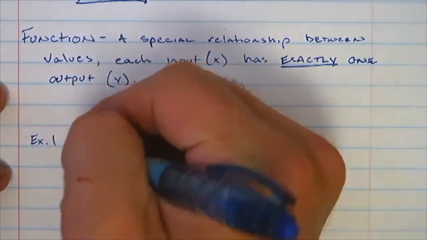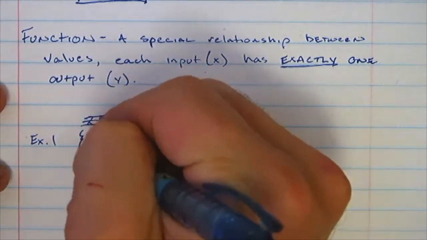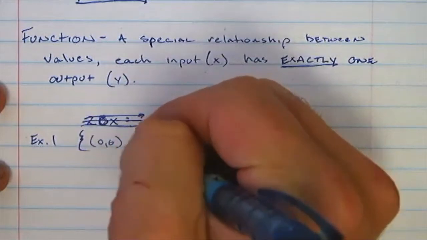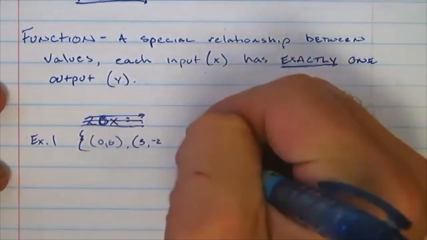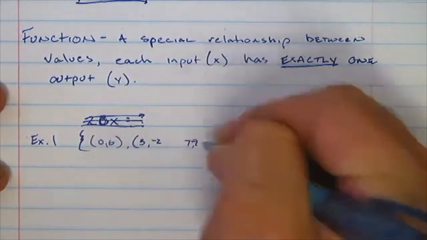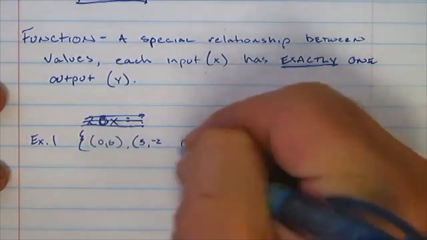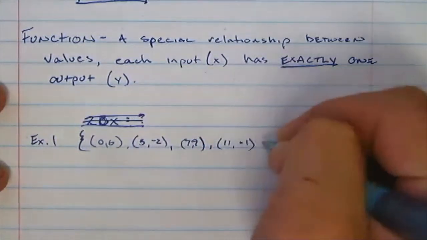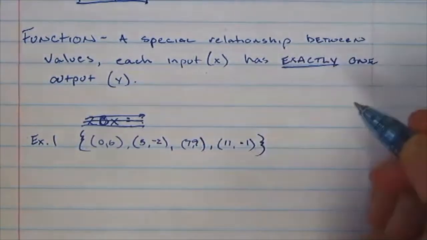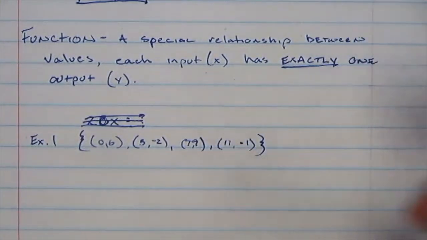Let's do a list first, okay? So (0, 6), (5, -2). We'll just do it like this, (7, 9), and (11, -1). Okay. So is it a function? And that's the question, right?